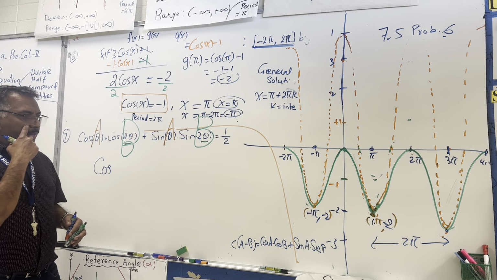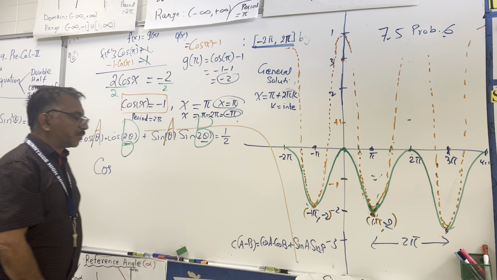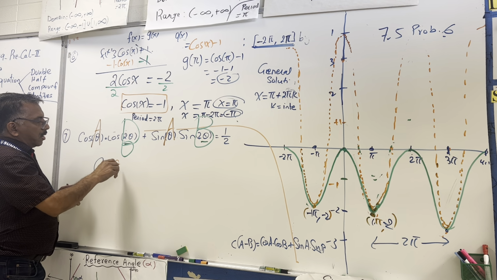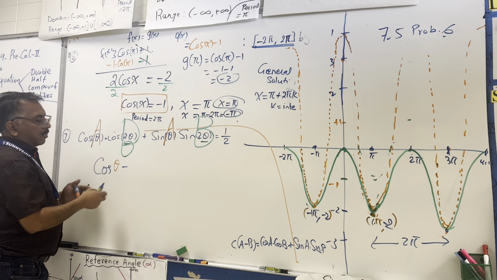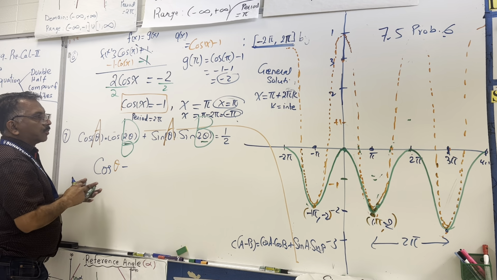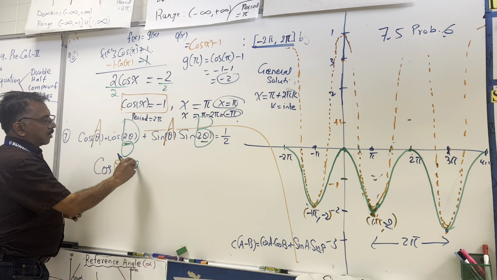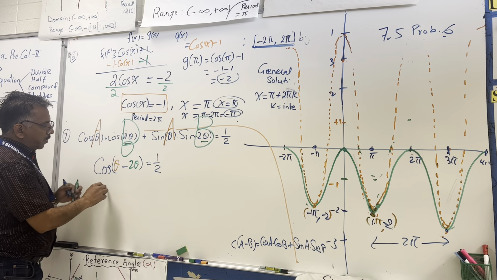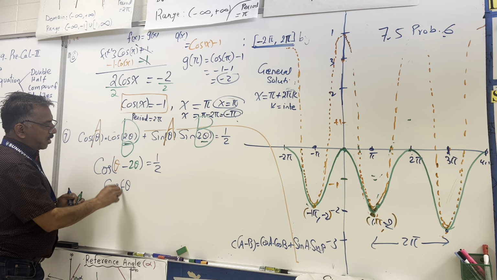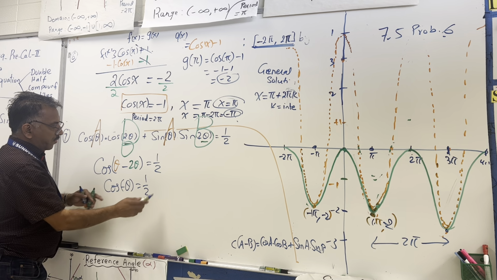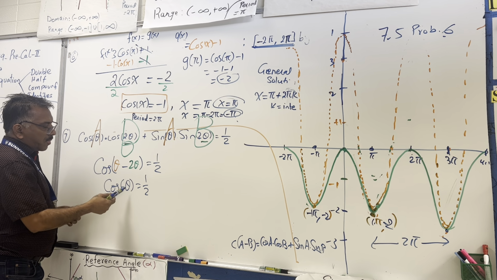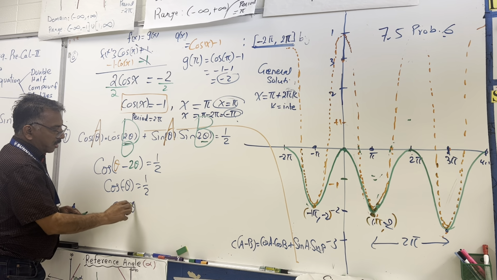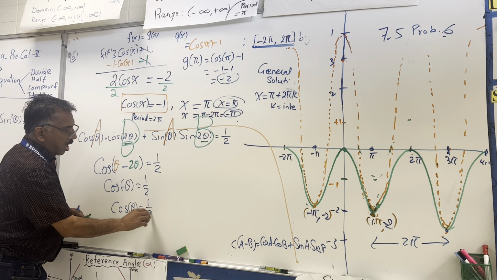So we can undo this and write: A is theta, minus B is 2 theta, and that equals 1/2. When you subtract, you get cosine of minus theta. And remember, cosine of minus theta is the same as cosine theta, so we can directly write cosine theta equals 1/2.